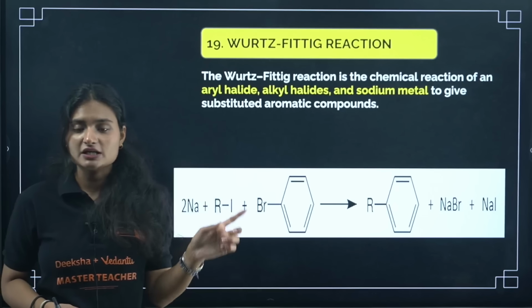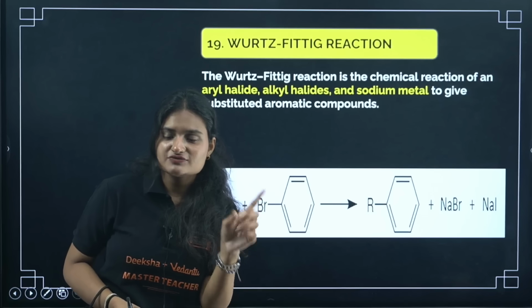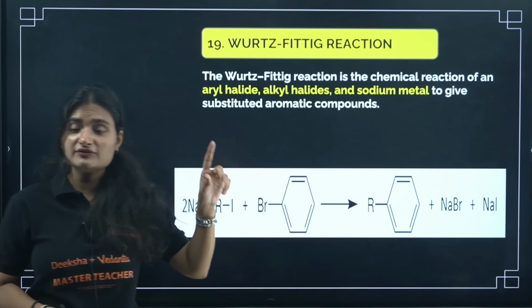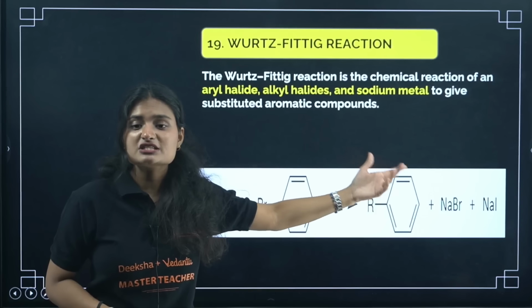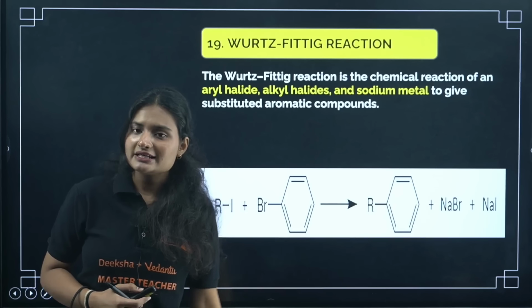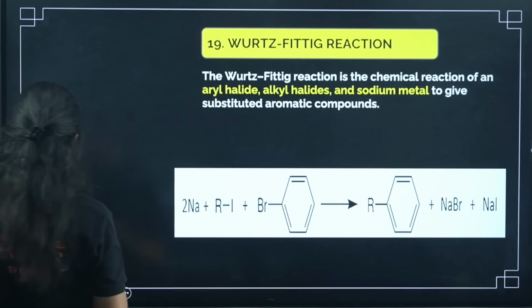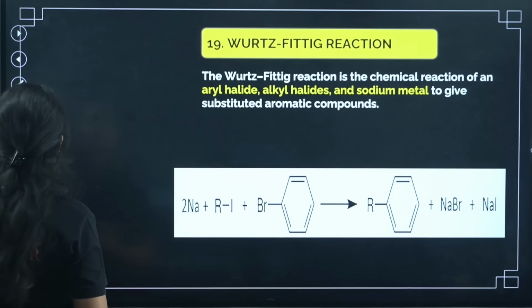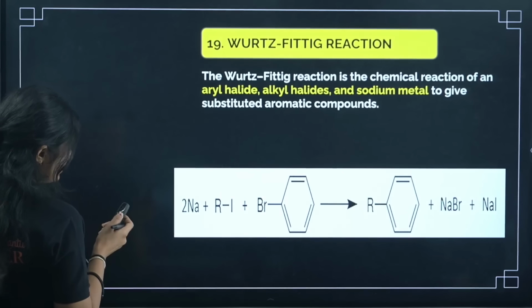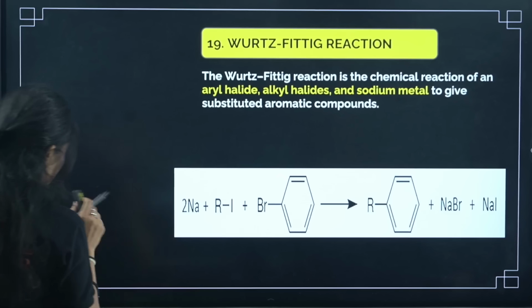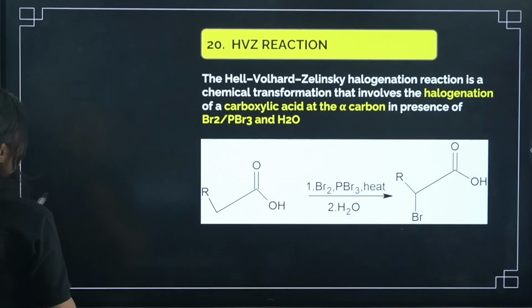That is your Wurtz-Fittig. So from Wurtz we get alkanes which are symmetrical alkanes. From Wurtz-Fittig we get substituted aromatic compounds, okay? Next reaction. Okay, let's move on to the next reaction. HVZ reaction.